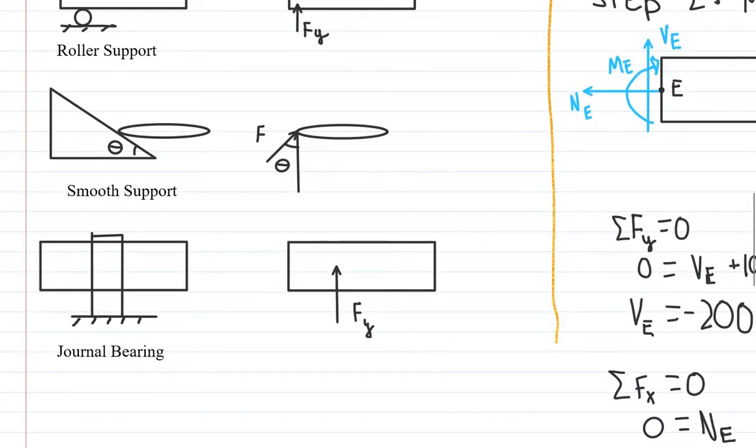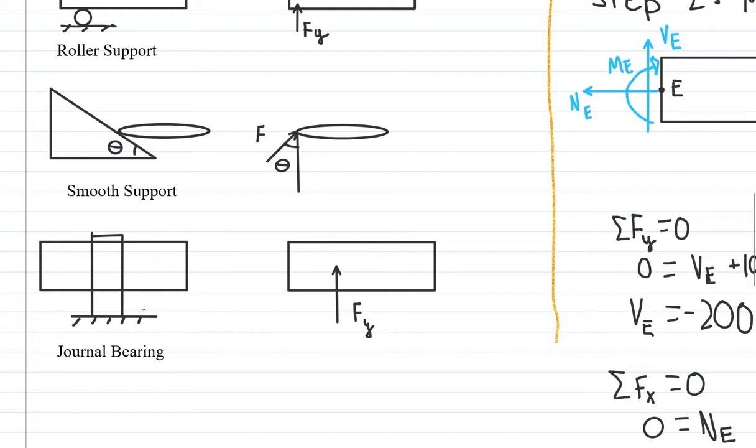One after is a smooth support, and it only offers a force perpendicular to the surface against which it lies. And using the Z pattern, we can find that the angle here is theta, which matches the angle of the inclination.